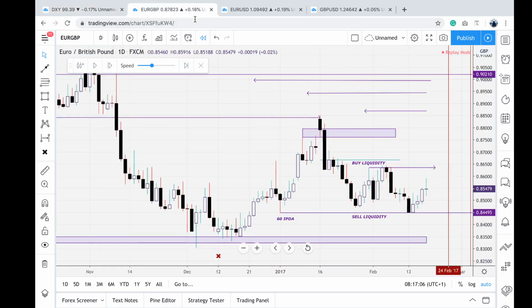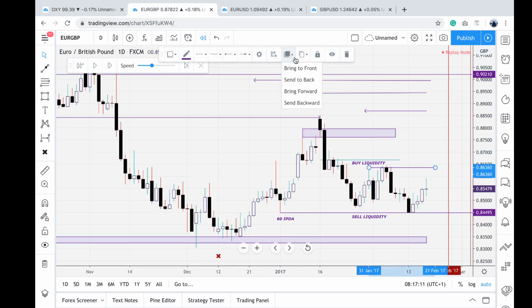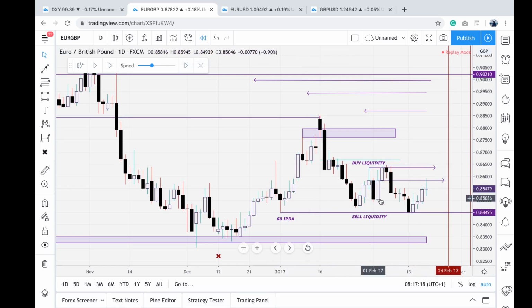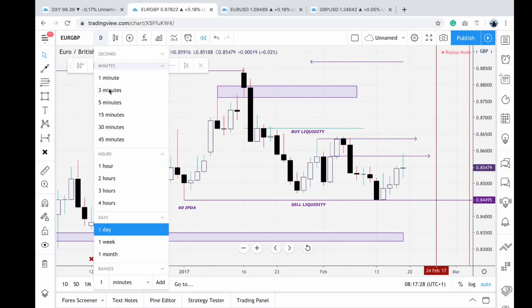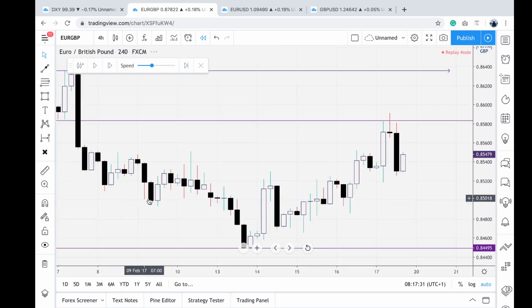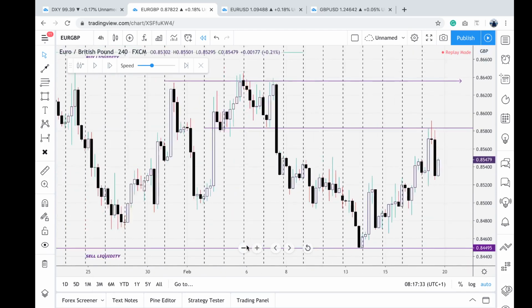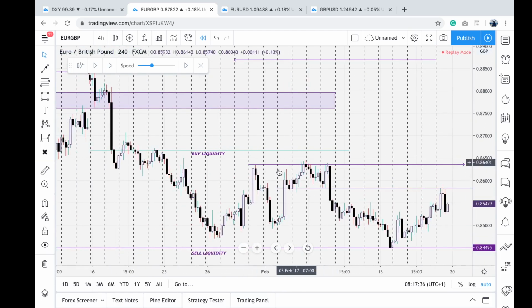On Euro Pound, let's see what price is doing. Euro Pound is kind of equal off this level, so we could potentially see bearishness off this level, but unfortunately I don't really like the way we're stuck in this range. So let me actually check the 4-hour time frame. I don't necessarily like these very clean levels.